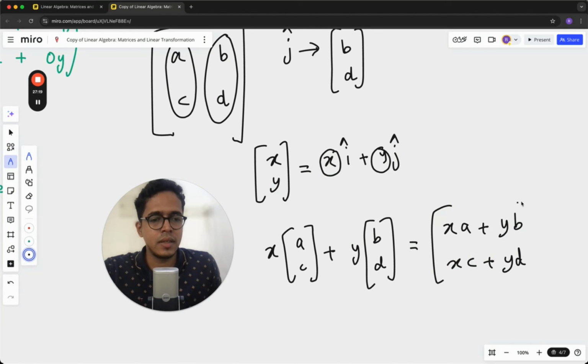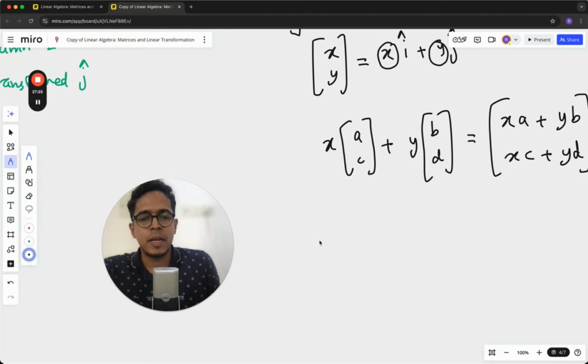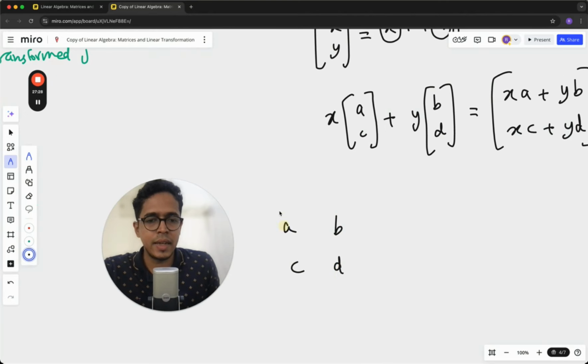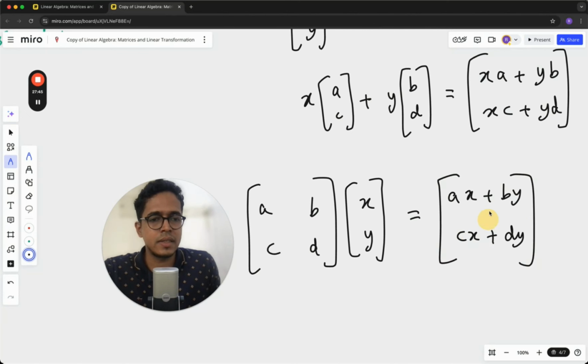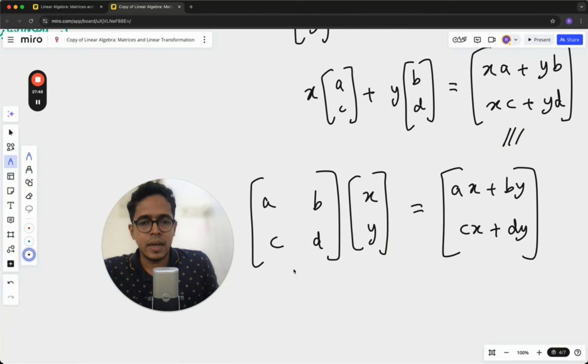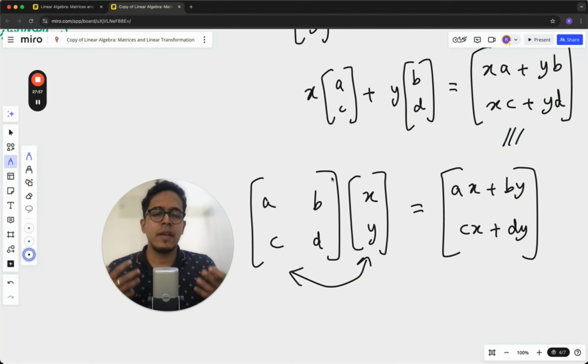So this is just 2 rows. What if we had done a direct matrix multiplication of A, B, C, D with the original vector? This is nothing but A times x plus B times y, C times x plus D times y. Isn't this the same as this? So a direct matrix multiplication, multiplying a matrix and a vector, leads to a transformation of the vector, but it's not giving you any physical intuition just to do this mathematical multiplication.